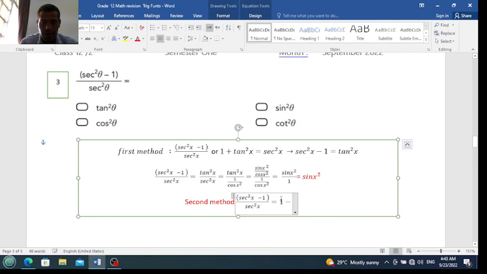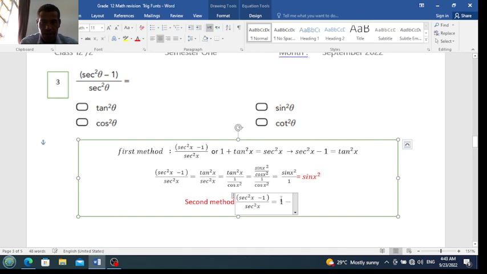You know that the first identity of trigonometric functions is cosine square plus sine square is always equal to 1. So this one should be equal to sine square. Here. Copy. This one equal sine square. This is the second method.